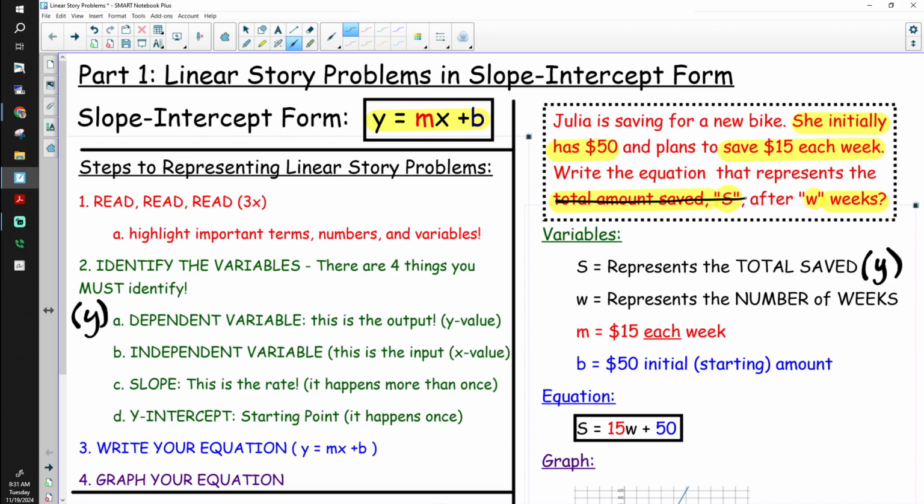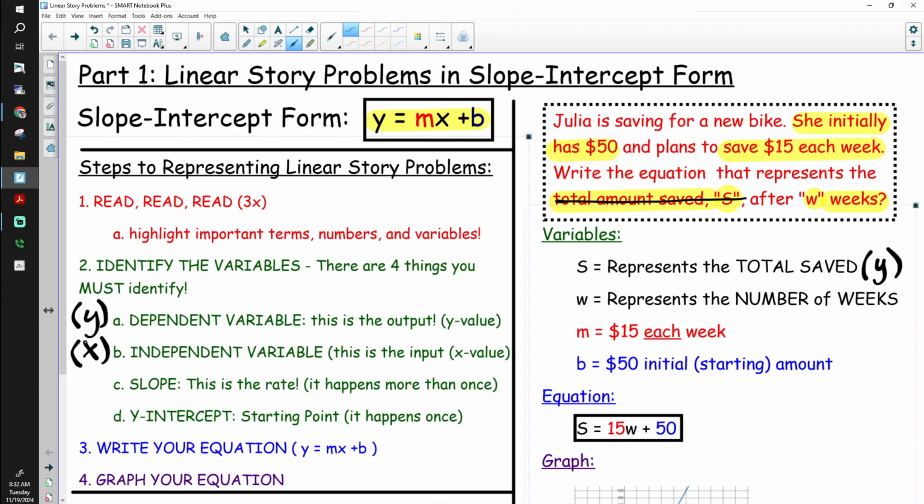The independent variable, this is our input. This is the x in y equals mx plus b. The independent variable is x. It's the value that we put in, that we input. Okay? It's a variable. And here, the only variable that we're inputting is W. W represents the number of weeks. What makes that independent is you can pick the number of weeks and put it in.